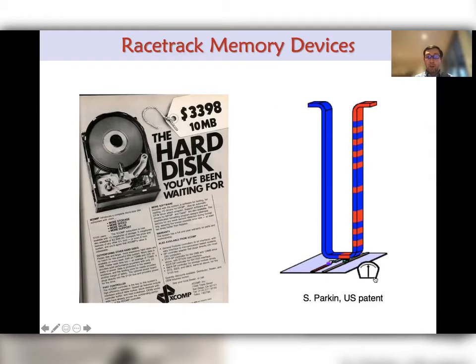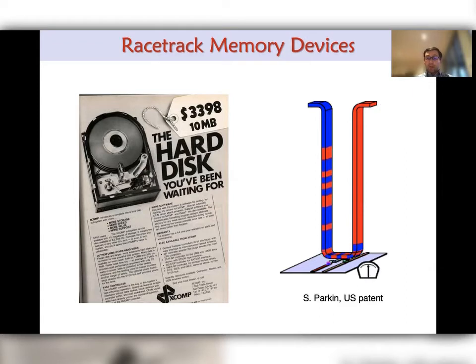Basically the idea here is that these blue and red domains are domains with different magnetization, and they're separated by domain walls. And if you apply current, we can move these different bits of information. And what you can immediately see here is that the faster we can move these domain walls, the faster we can move information and exchange information.